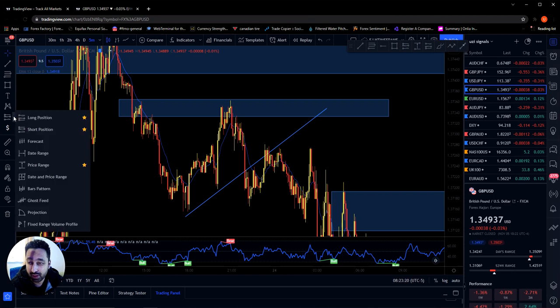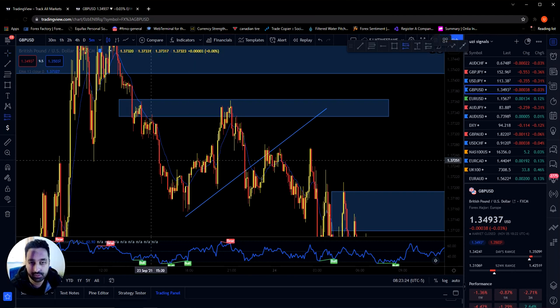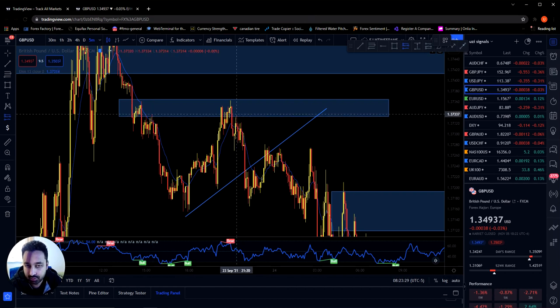If you wanted to be really tight with this, I mean, I get these entries all the time, man. All the time. But just to be safe, just to show you guys what a safe version is, I would enter right up here, and my stop loss would be here. That's it. Big risk to reward.